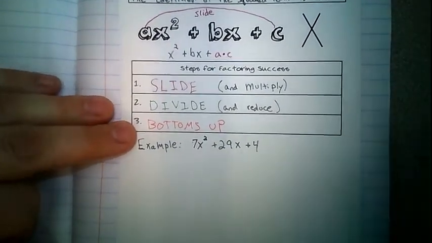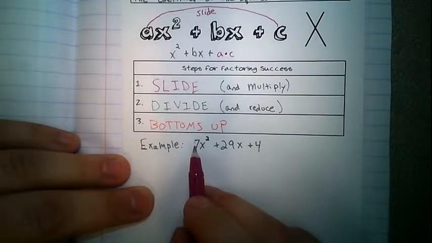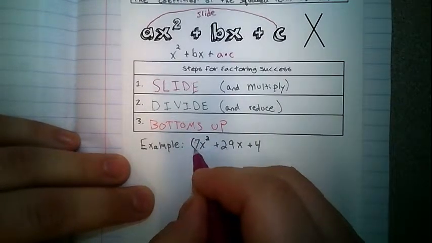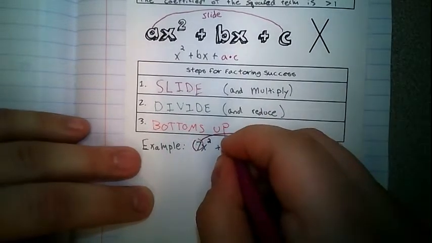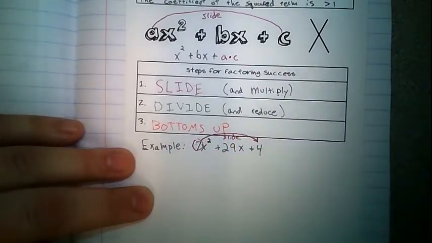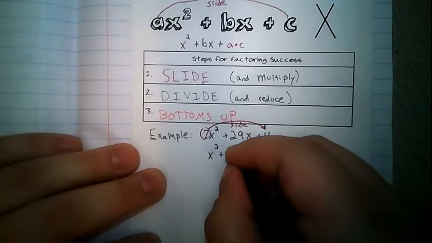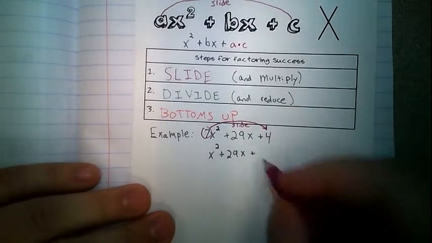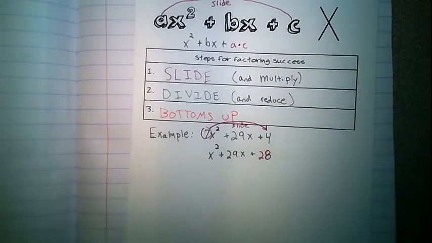Let me show you what that looks like with actual numbers. I can't use the x puzzle yet because there's a 7 here, but I want to be able to use the x puzzle to factor this. So I'm going to slide the 7 over. My new quadratic becomes just x² now, plus 29x, plus 7 times 4, which is 28. And now I can use the x puzzle.